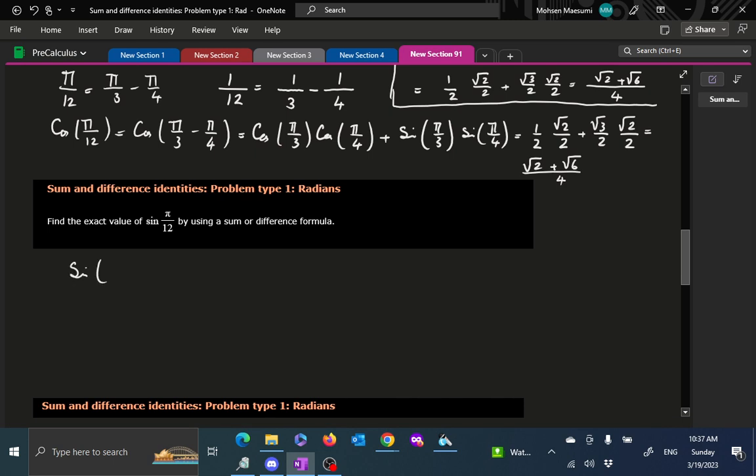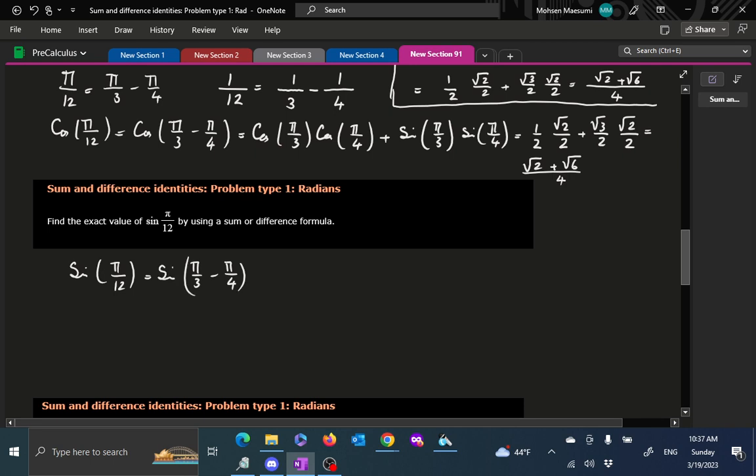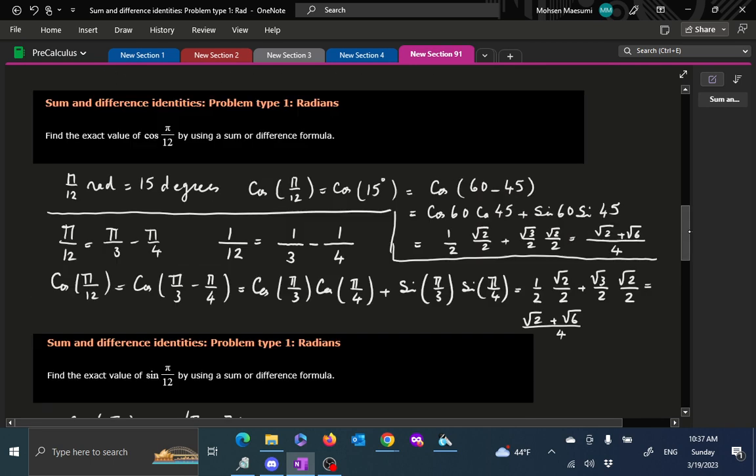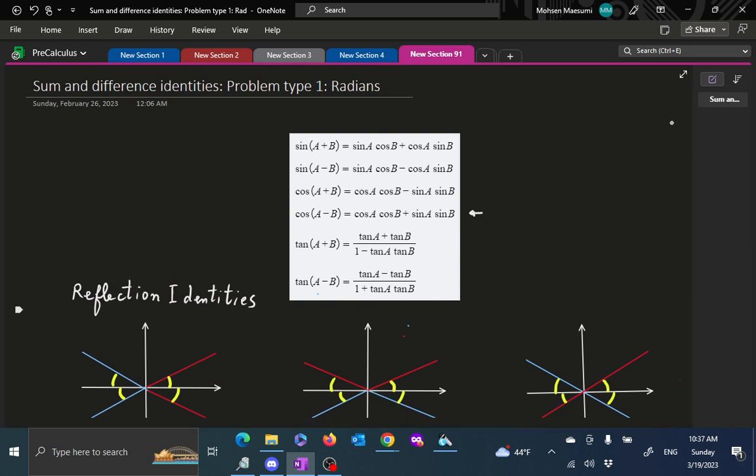This is sine of pi over 12. Up there we learned that pi over 12 is pi third minus pi fourth. So we take advantage of the work we have done. Sine of difference is, well, here's the sine of difference: sine of A cosine of B, minus cosine of A sine of B.